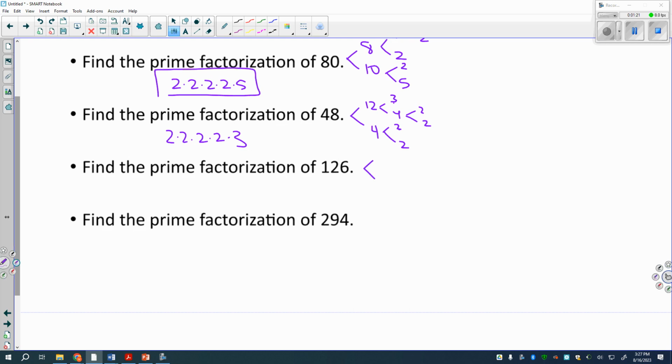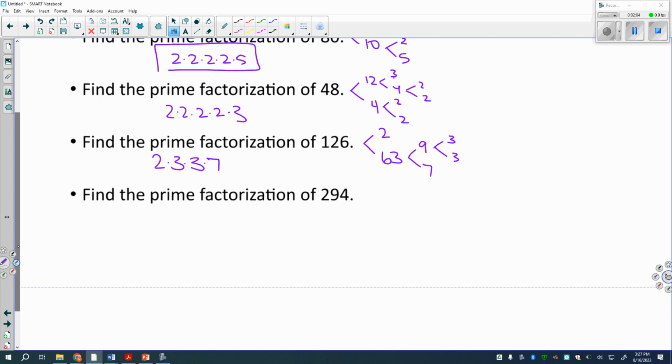126. Now, these other ones, I did 8 and 10 because that was easy. I did 12 and 4 because that was easy. Here, 126, I don't know anything other than I know it's even, so I'm going to do 2. And if I do that with 2, I know that that is going to be 63. Now, 63, 9 and 7. And then 9 is 3 and 3. So when I look at this, it's 2 times 2 3s, so times 3 times 3 times 7. All those prime factors.